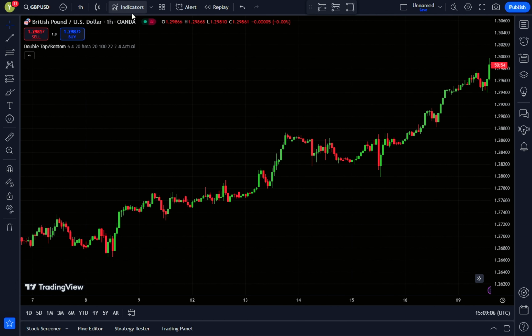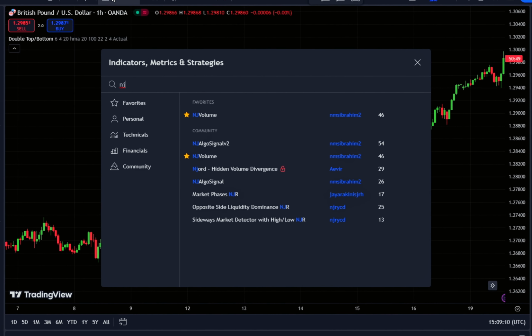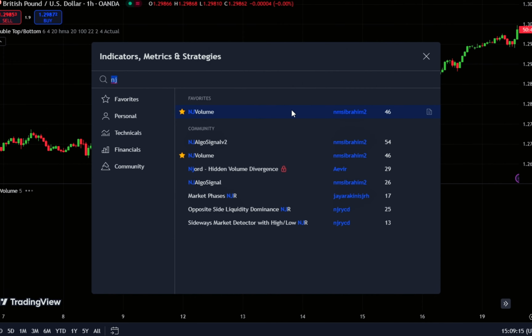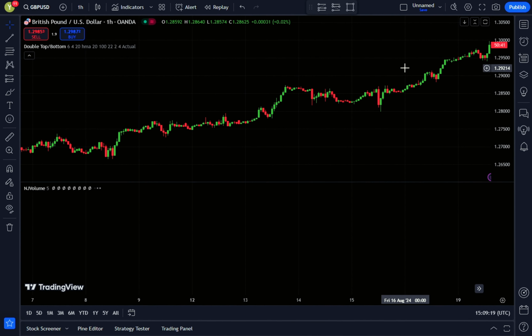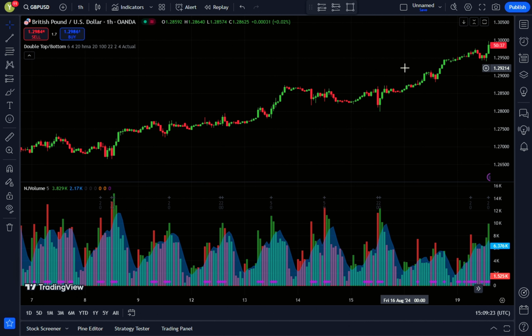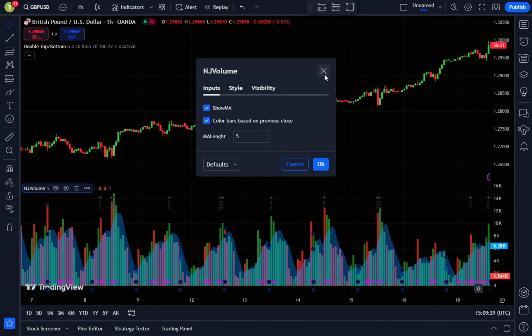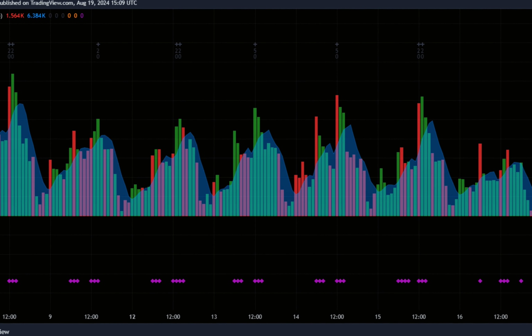Go back to the Indicator Search tab, and this time type NJ Volume. Select the NJ Volume indicator created by NJ_trader. This volume indicator will be crucial for determining the strength of the market momentum during the potential reversal. For the NJ volume indicator, you can leave the default settings as they are optimized for our needs. Here's how this indicator works.